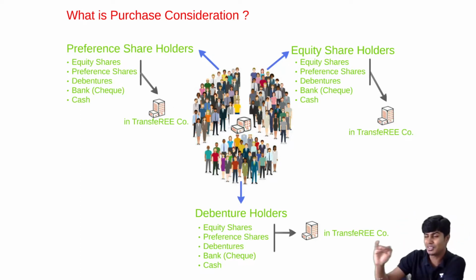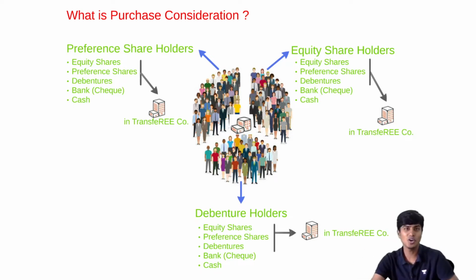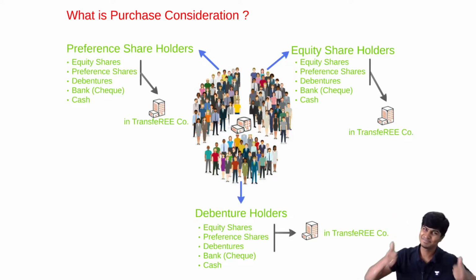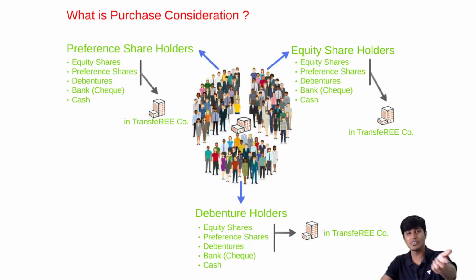So the bottom line or conclusion is very simple. What really matters is to whom we give, and not about what we give. You get that? So equity shares, preference shares, debentures, cash, cheque given to the shareholders of the transferor company is what we call purchase consideration. I hope you understood. Any form of money given to debenture holders is not part of PC.